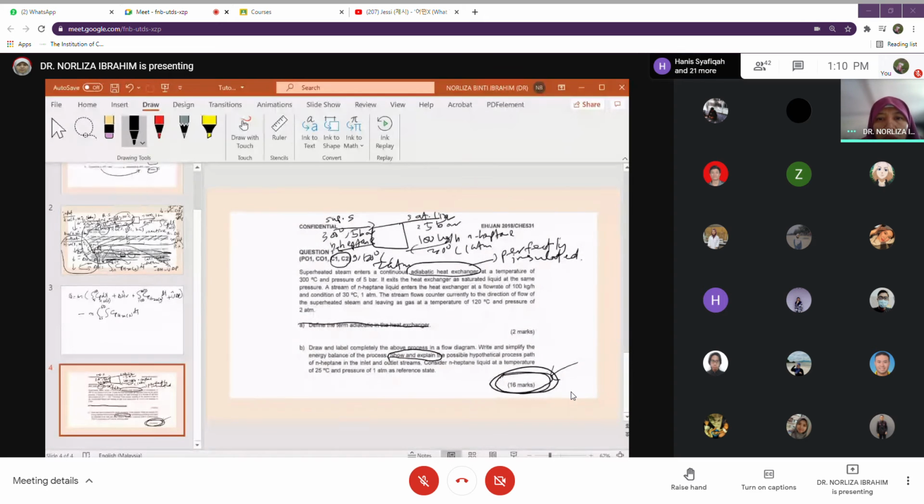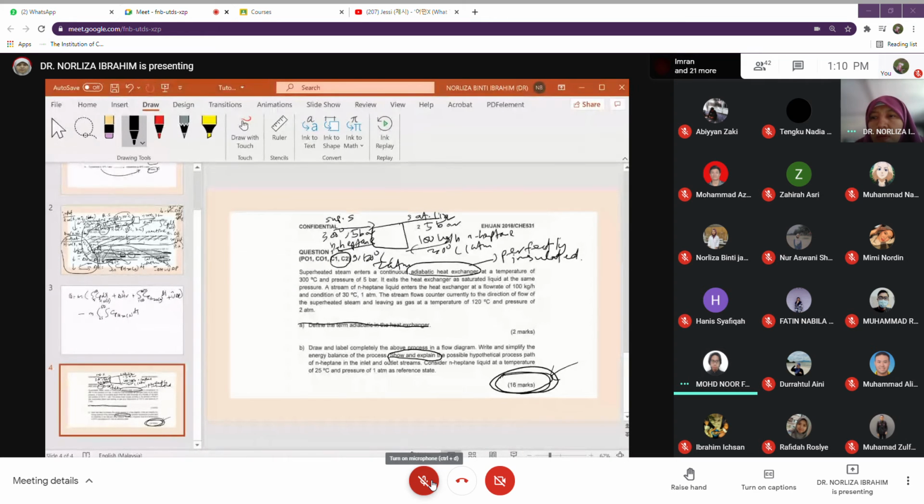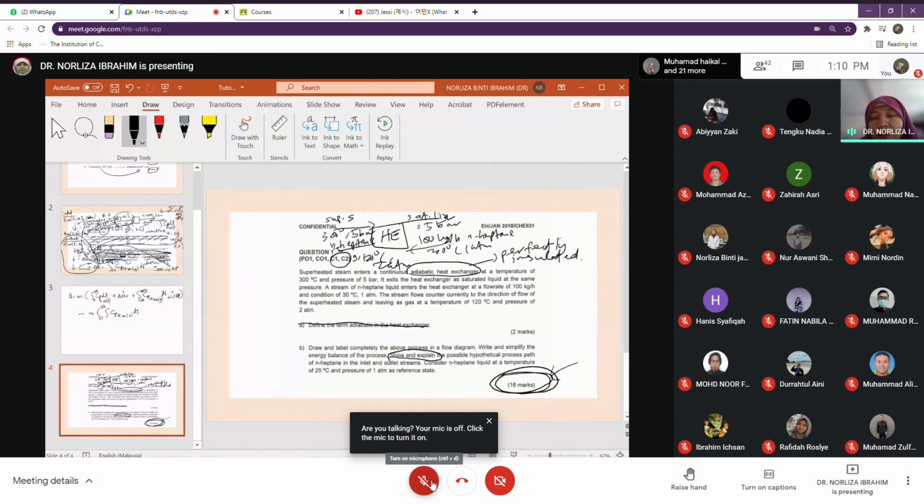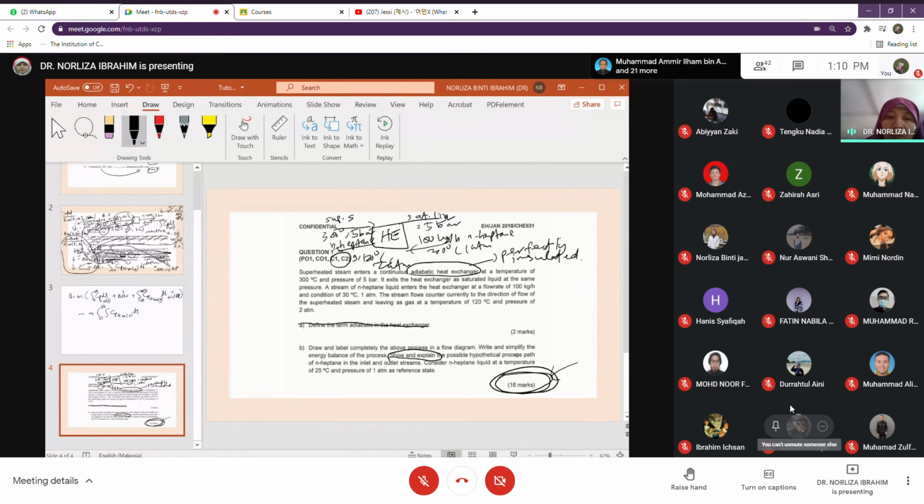All right. So are you able to get the drawing? Yes. All right. Okay. Because this is very simple drawing. As I mentioned, if it is 16 marks, this drawing may be 2 marks only. So the other 14 marks is in the explanation. Okay. So write and simplify the energy balance.